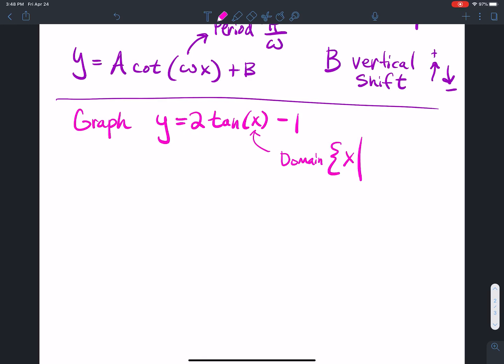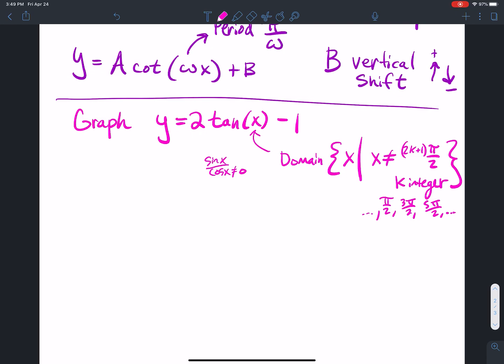All x's work except for whenever I have a vertical asymptote, and that's where cosine, remember, tangent is sine x over cosine x, right? So as long as cosine x isn't equal to 0, we're good. But it is equal to 0 for values of pi over 2, multiples of pi over 2. Okay? So if k is an odd integer, right? So that means like 2k plus 1 and then pi over 2, for k an integer, right? So as long as we don't have things like pi over 2, 3 pi over 2, 5 pi over 2, and then the negatives of those, then we're good to go. We got to avoid those, right?